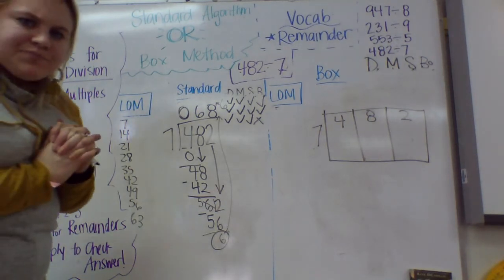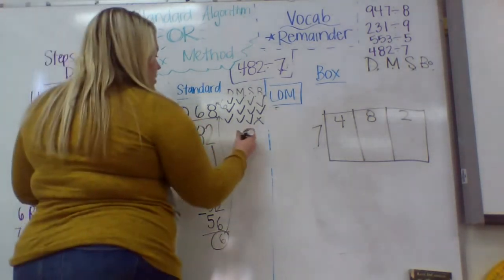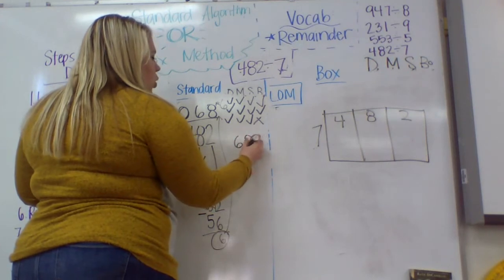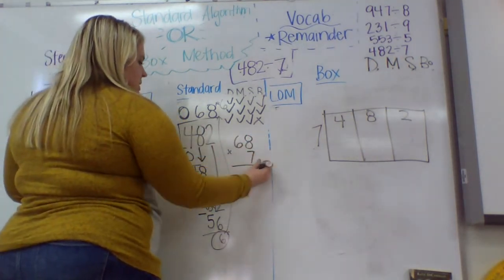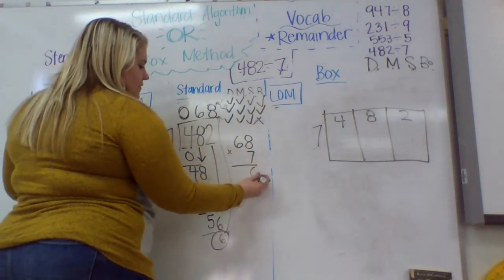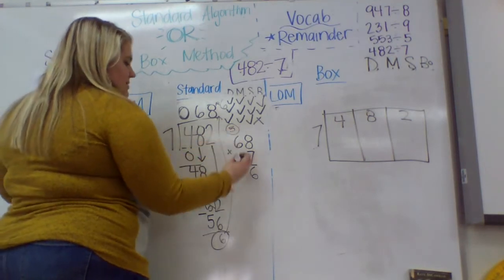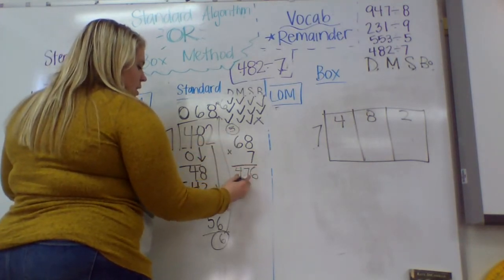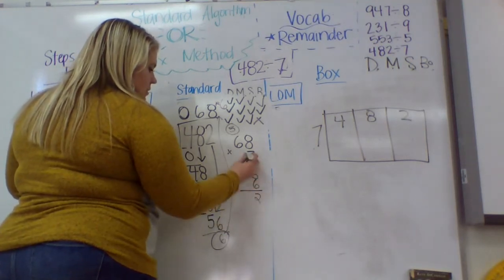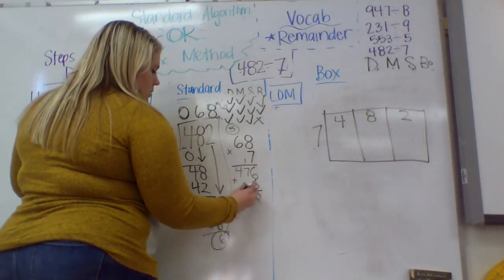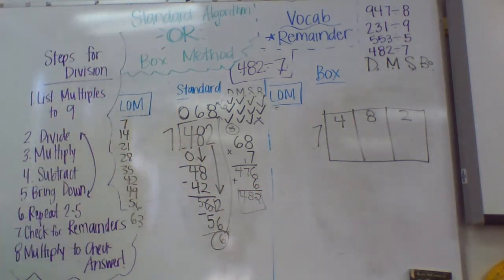I am going to try this out now. I'm going to check my answer with multiplication. 68, the whole number part, the whole amount of groups of your quotient, times 7. 8 times 7 is 56. 7 times 6 is 42, plus 5 is 47, plus my remainder of 6. I got 482. That was my original dividend.